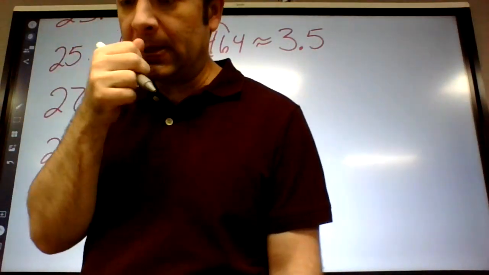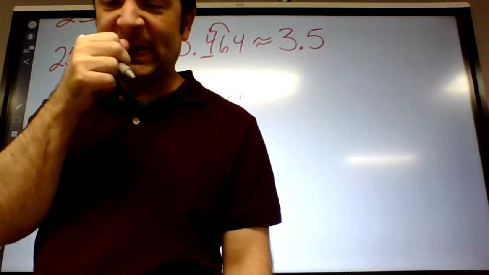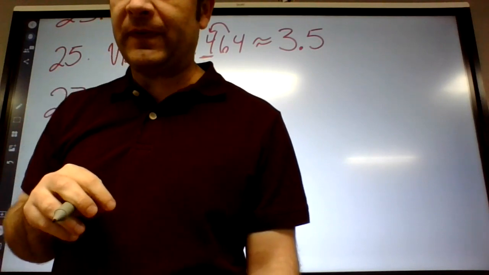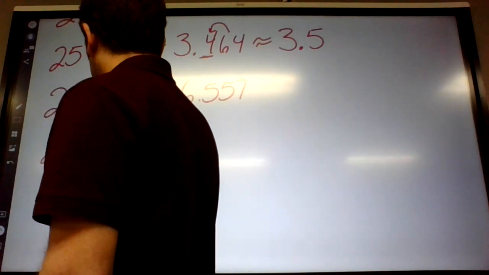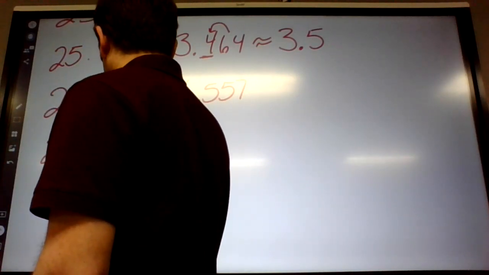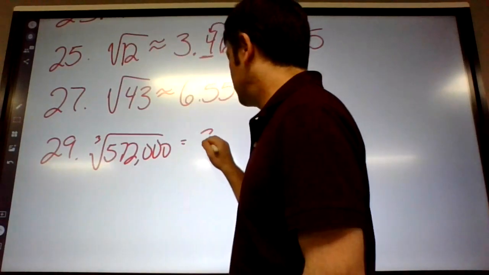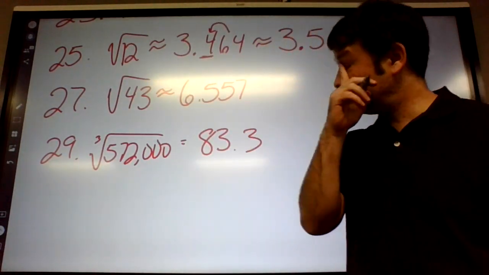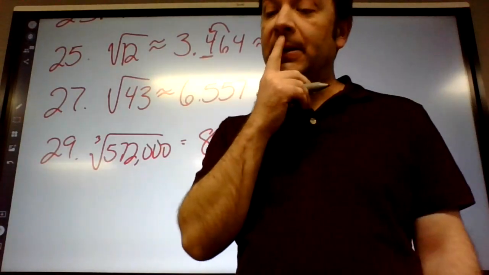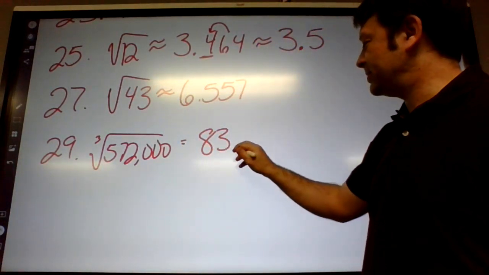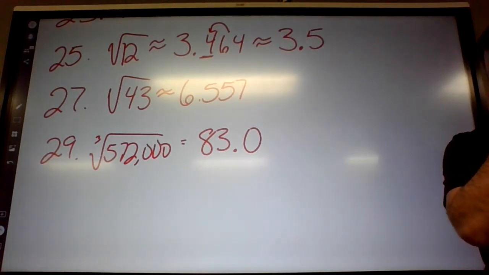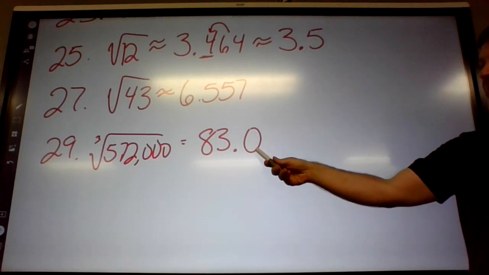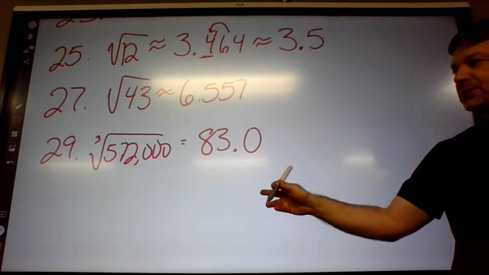Alright, 29. One more. Brooke, this one's yours. Cube root of 572,000, tenth place. Oh no, not 83.3. It's 83 point what? 0. Sorry, I probably just didn't hear you. Right. They do go ahead and put a 0 even though that doesn't change the value, just to show that they're being accurate to this place.